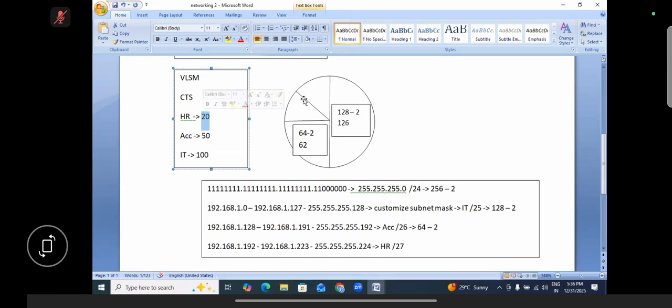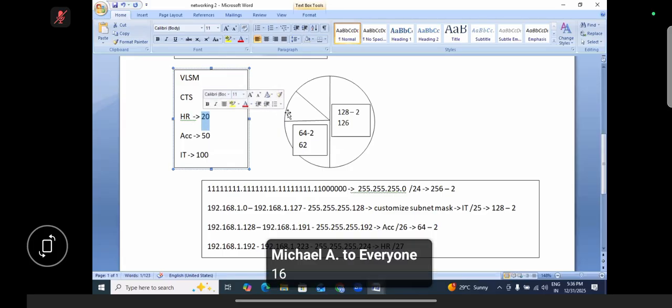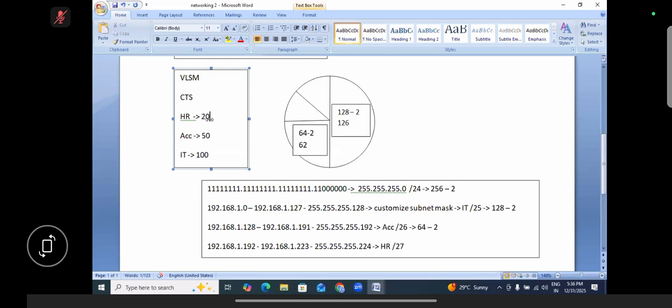Even so, I need to take this apple and share it. 64 divided by 2, right? I have this piece, right? So 64 divided by 2, how much? 32 minus 2, 30 is the nearest value for 20, right? Then if you divide 32 into two pieces again, what will happen? 32 divided by 2, how much? 16. It's not suitable, right? So that's why 32 is suitable for HR.